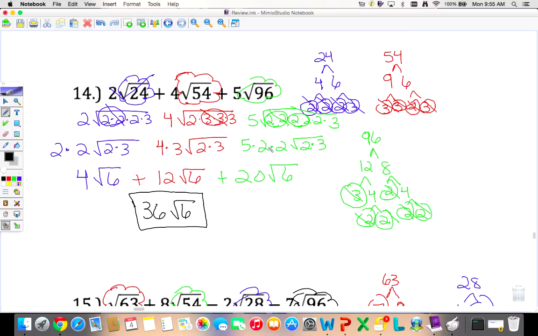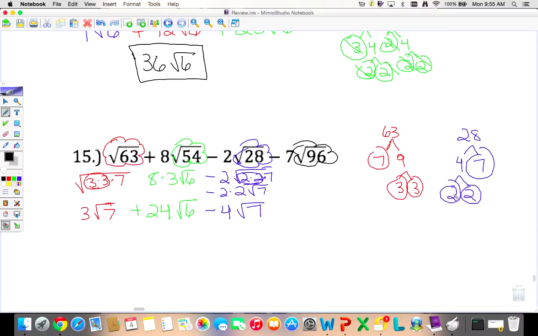And then the last one that I have to focus on is the square root of 96. And I'm pretty sure we just did that. Yes, we did. Square root of 96, if we ignore this 5, was 2 times 2 is just 4, and 2 times 3 is 6. So that'd be 4 square roots of 6. So minus 7 times 4 square roots of 6. Negative 7 times 4 is negative 28 square roots of 6.